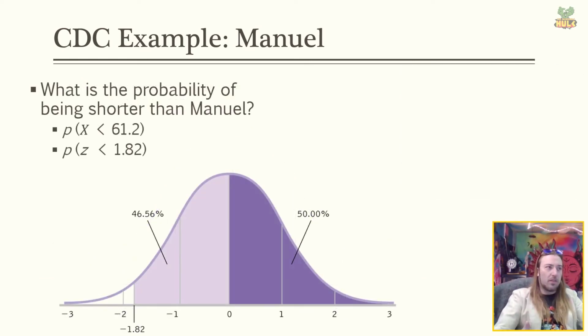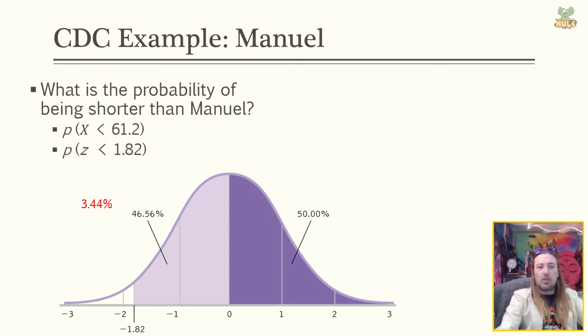Remember, we can talk about this as probability as well. So what's the probability of being shorter than Manuel? Well, Manuel was at that negative 1.82, so we can talk about it either as his height, the probability of a raw score being less than 61.2 inches, or the probability of a z-score being less than negative 1.82. We've calculated that, right? It's just the 3.44%. It's just how many individuals are shorter than Manuel.